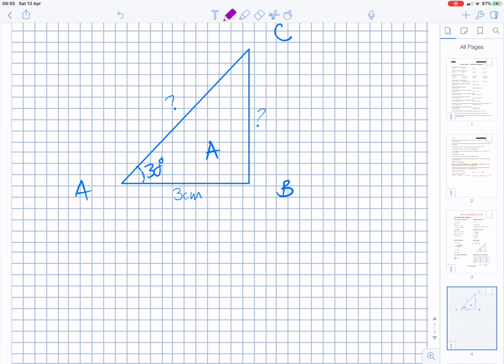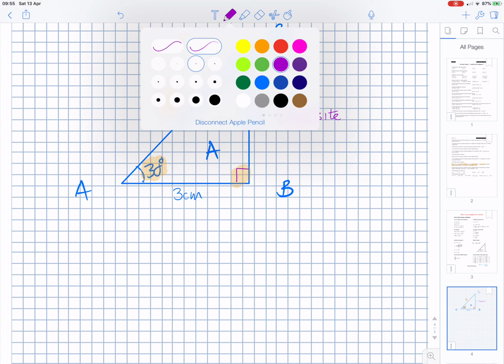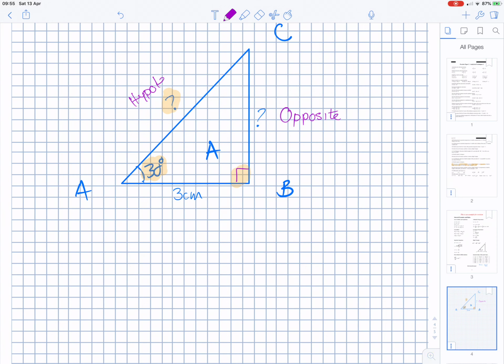We know that BC is opposite the 30 degrees, so it is the opposite side. And BC is opposite the right angle, so this is a right angle, and the side that's opposite the right angle is the hypotenuse. So we've got the hypotenuse, then the opposite side, so this is O and this is H, and this is going to be the adjacent side. The adjacent is always joining the angle to the right angle, so that's the adjacent side.